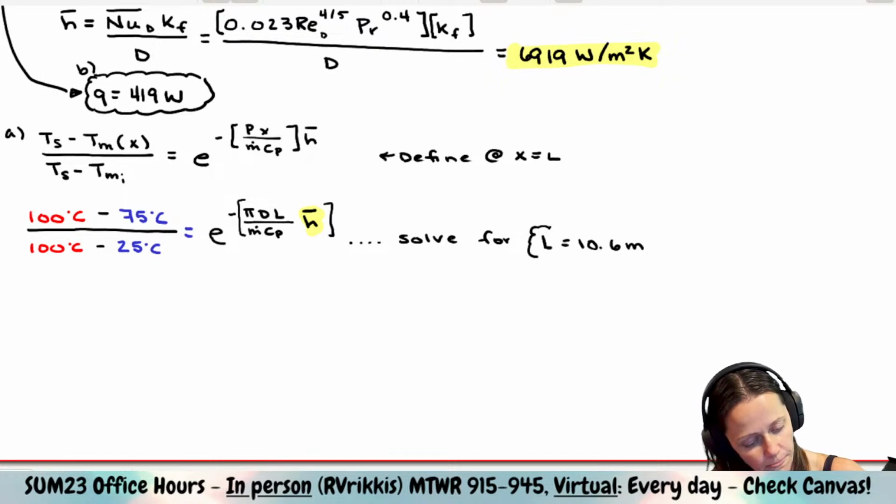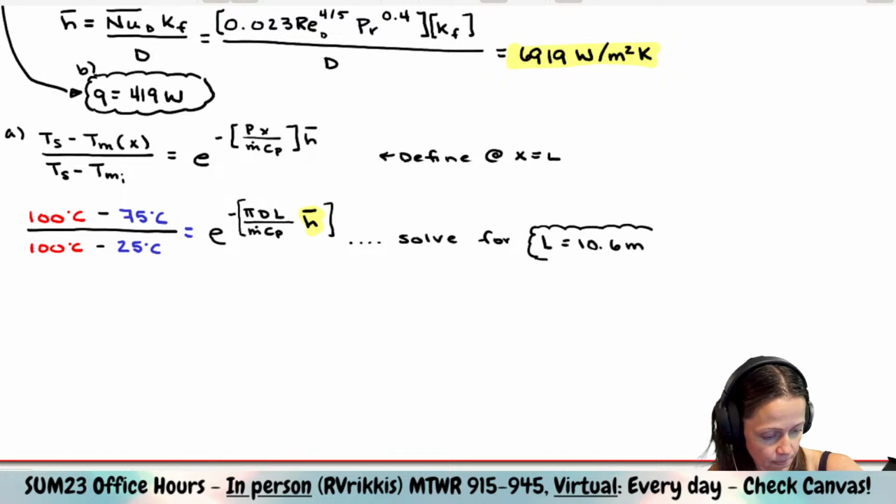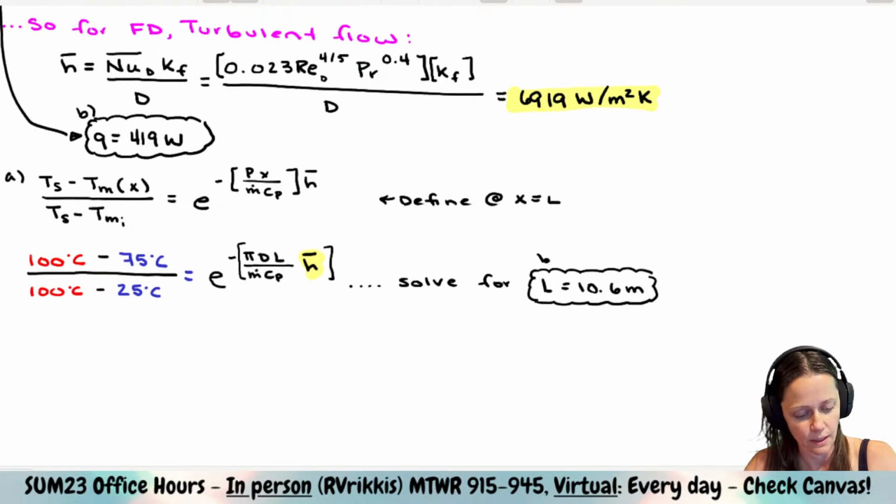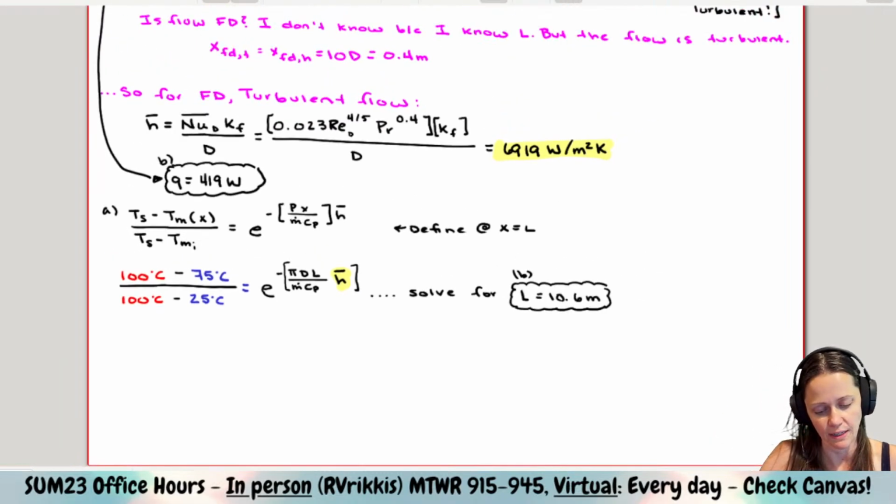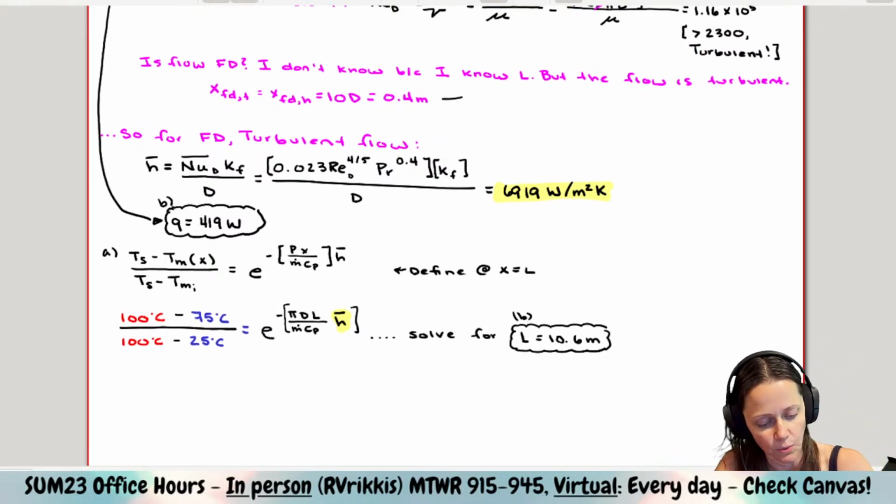Perfect. And it looks like assuming that the flow was fully developed was probably a pretty safe assumption to make, because it looks like it only takes 0.4 meters to develop fully anyway. Okay.